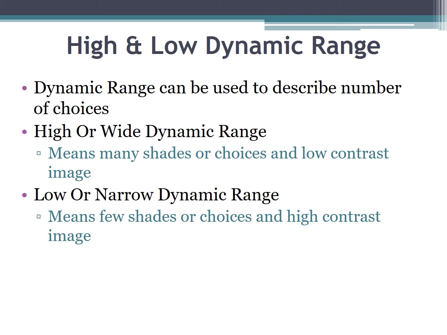The part of dynamic range that really affects our pictures, though, is how we end up seeing those pictures on our displays. It is either low contrast or high contrast. Dynamic range and compression describe the number of choices, or the number of grays, that can be displayed. With high or wide dynamic range, we have lots of choices, but that means low contrast imaging. If we have low or narrow dynamic range, there are few choices, but high contrast imaging. This is going to be more black and white.